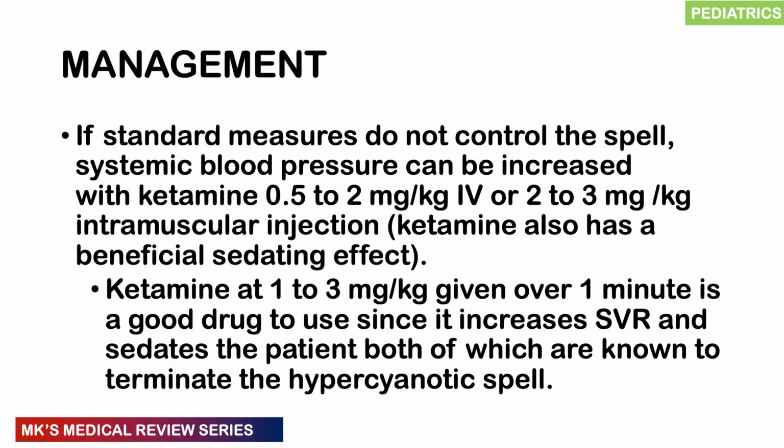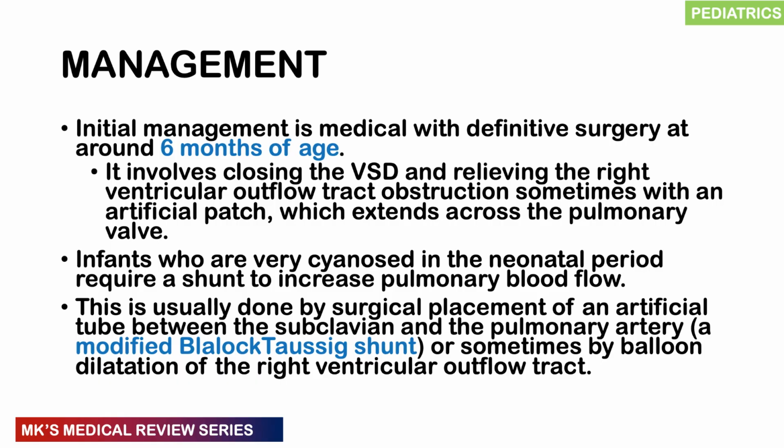If your standard measures don't control the spell, then your systemic blood pressure can be increased with ketamine, about 0.5 to 2 milligrams per kg IV or 2 to 3 milligrams per kg IM. Remember ketamine is also beneficial because it has a sedative effect. It is used to increase your systemic vascular resistance and also helps to sedate the baby. It has been known to terminate hypercyanotic spells, but make sure that you consult before you give this drug.